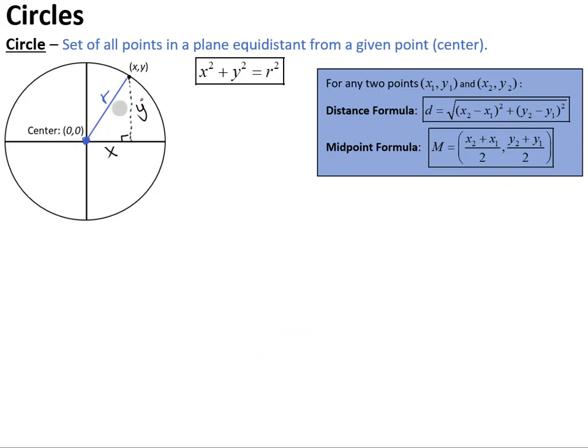Now, what if it's not centered at the origin? If we move our center to some arbitrary point h, comma, k. What if our center is now at (h, k) instead?